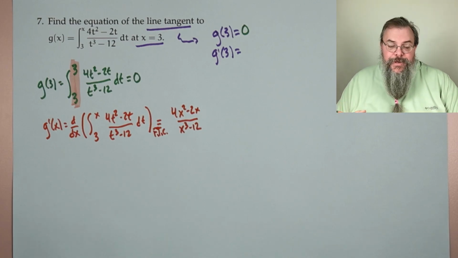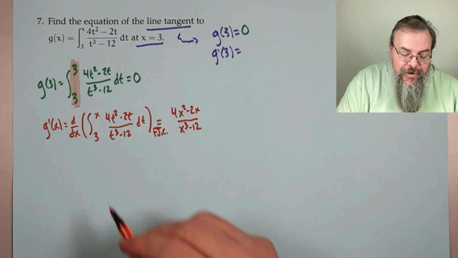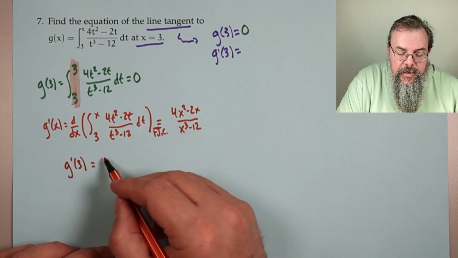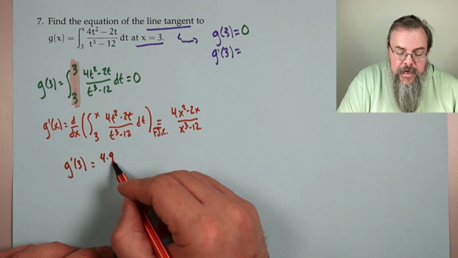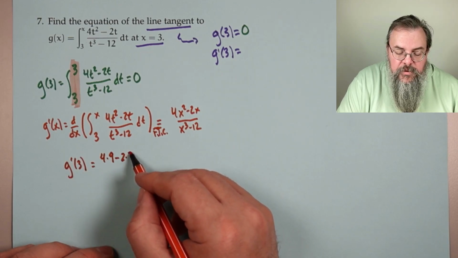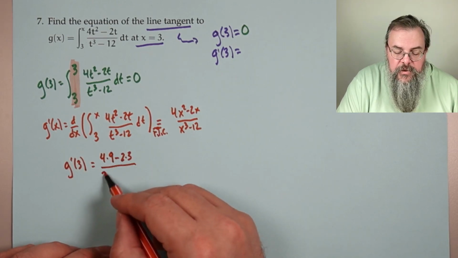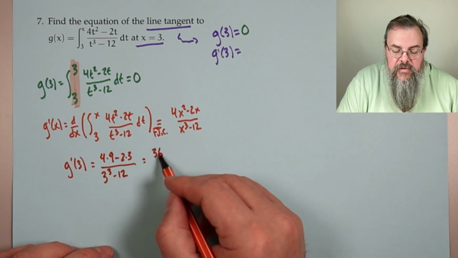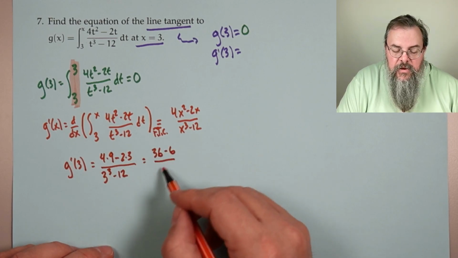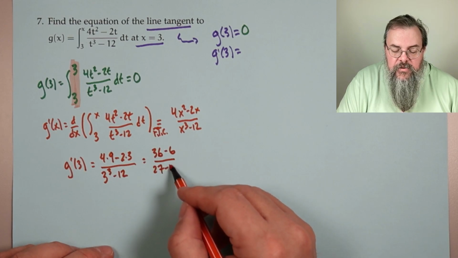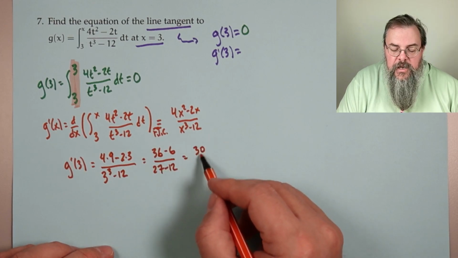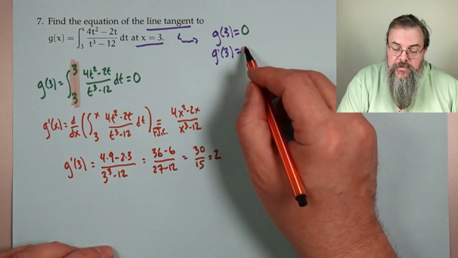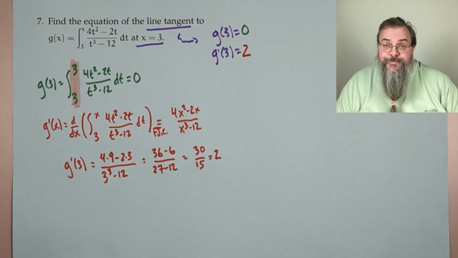Now, what do we need to do? We need to plug in 3. So we say, what is g prime of 3? Well, it's 4 times 9 minus 2 times 3 divided by 3 cubed minus 12. That's 36 minus 6 over 27 minus 12, or 30 over 15, or 2. So g prime of 3 is 2.